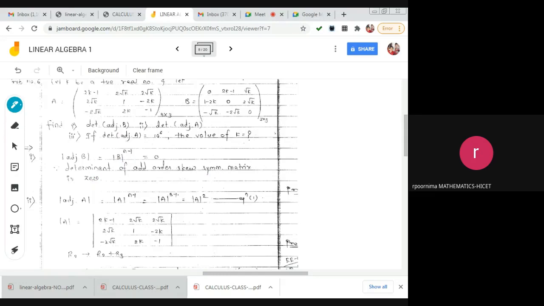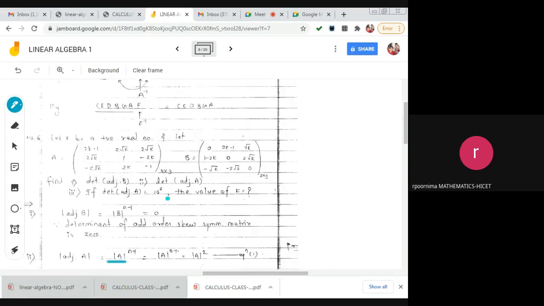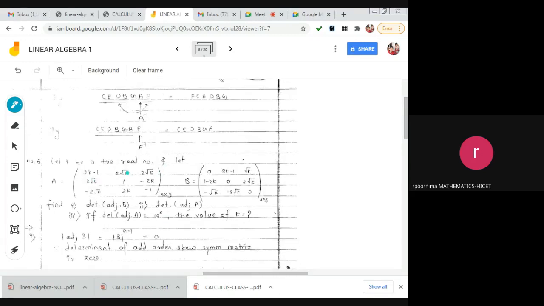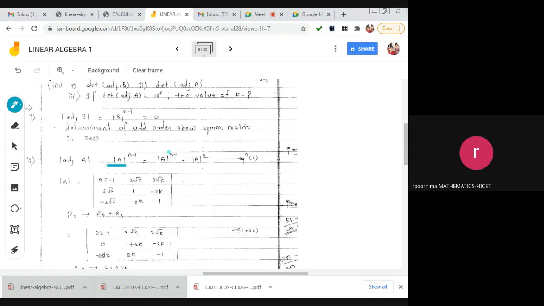Okay, so determinant adjoint of A equals determinant A to the power n minus 1. Here n is, it's not 8, it's 3, because it is a 3 by 3 matrix. So determinant A to the power 3 minus 1 is determinant A squared. Call this equation number 1.